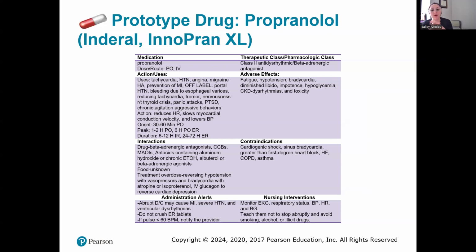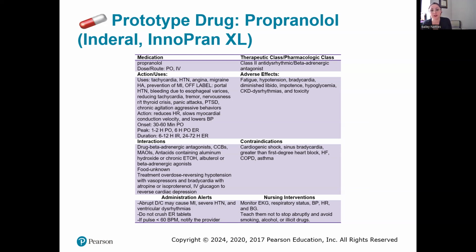All right, I'm not going over what meds to avoid because you should know that by now. Treatment for overdose: reversing hypotension with vasopressors, reversing that bradycardia with atropine, and IV glucagon to reverse cardiac depression.